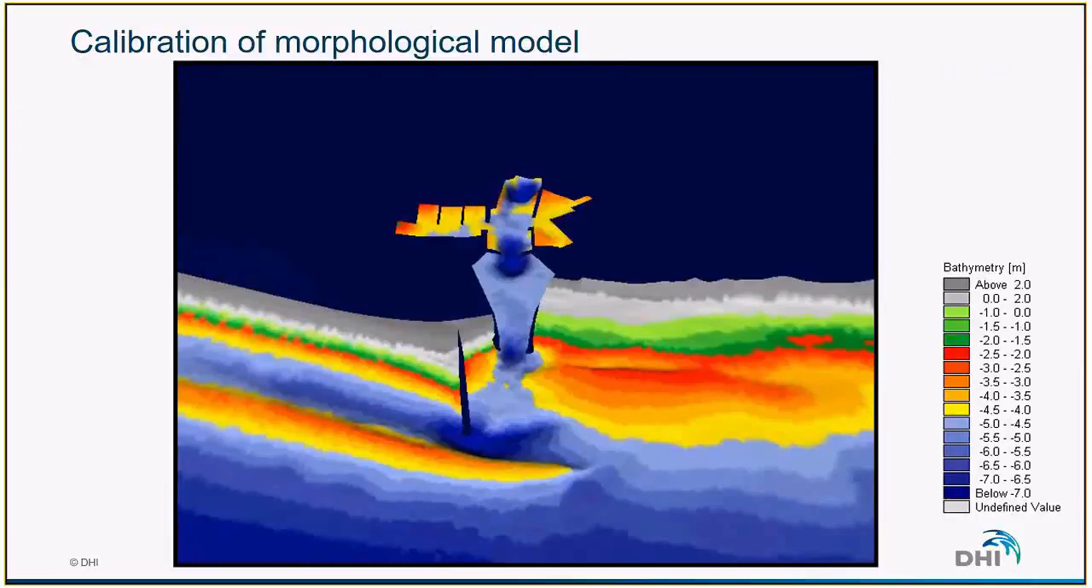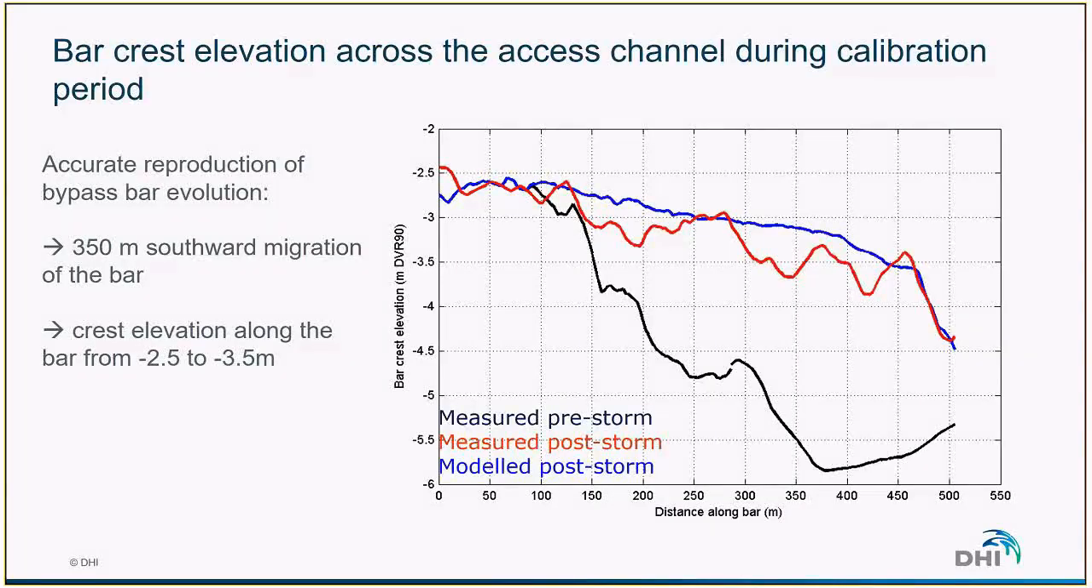Here is an animation of the calibration of the model. So we can see that during the selected storm, we have the bar that is moving towards south. And the model results were pretty good. So what we see here is the measured elevation along the bar. We can see in black what was before the storm, and in red what has been measured after the storm. So we can see that the bar has been moving towards south quite a lot. And in blue, we can see that the model was performing quite well to reproduce this behavior.